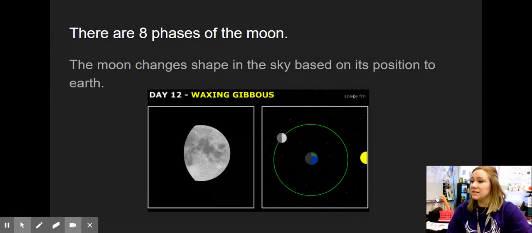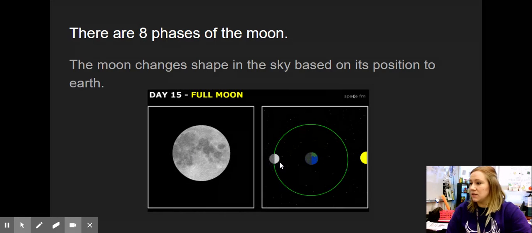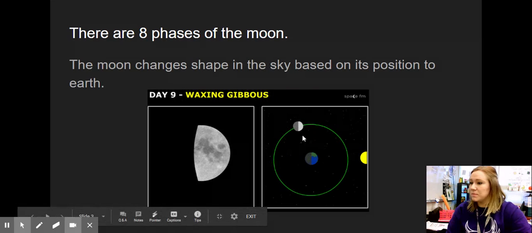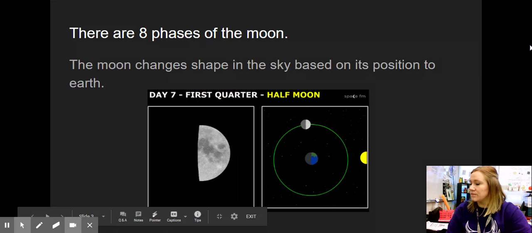There are 8 phases of the moon. The moon changes shape in the sky based on its position to Earth. So if you're sitting on Earth's surface and you're looking out at the night sky, this diagram down below shows you your view from Earth, what you're going to see in the sky, but also its position. Now this only shows one piece, but it helps you get an understanding of how the position changes and how that makes the phase change.